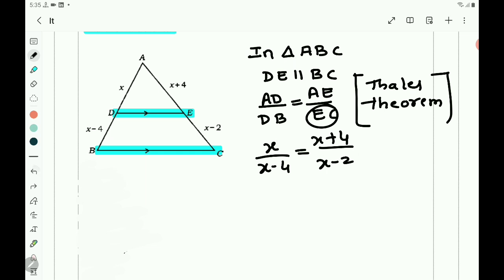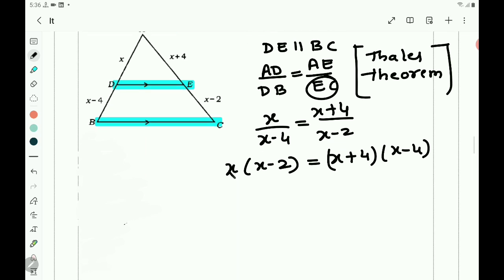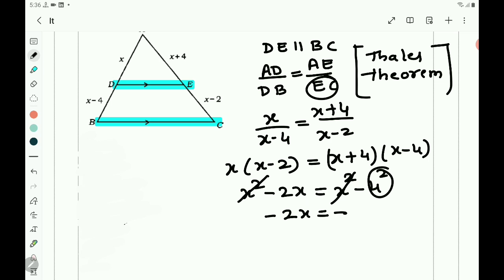x into x minus 2 equals x plus 4 into x minus 4. x into x square, x into minus 2 is minus 2x. Then here you can use the identity a plus b into a minus b: x plus 4 into x minus 4 is x square minus 4 square. Here you can cancel x square and x square. What is remaining here? Minus 2x equals minus 4 square, which is 4 into 4, 16.